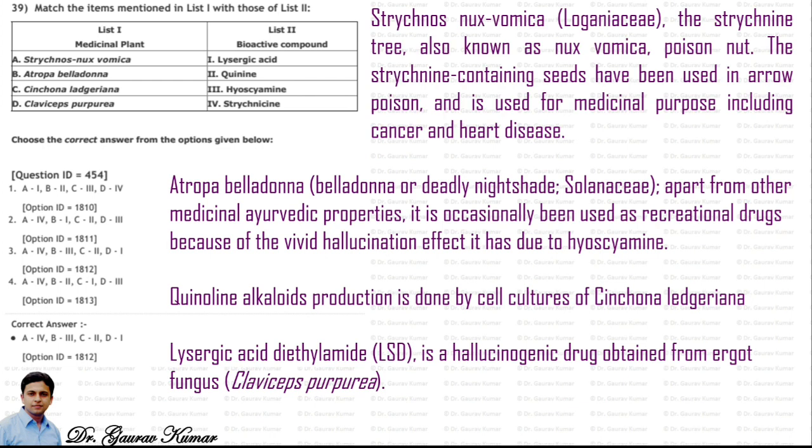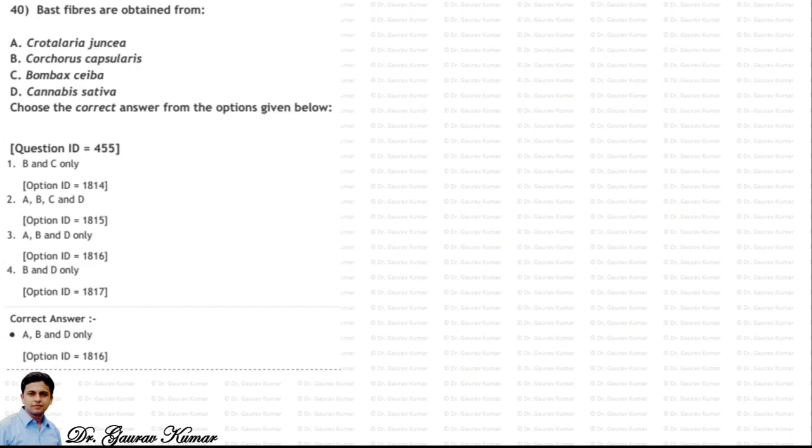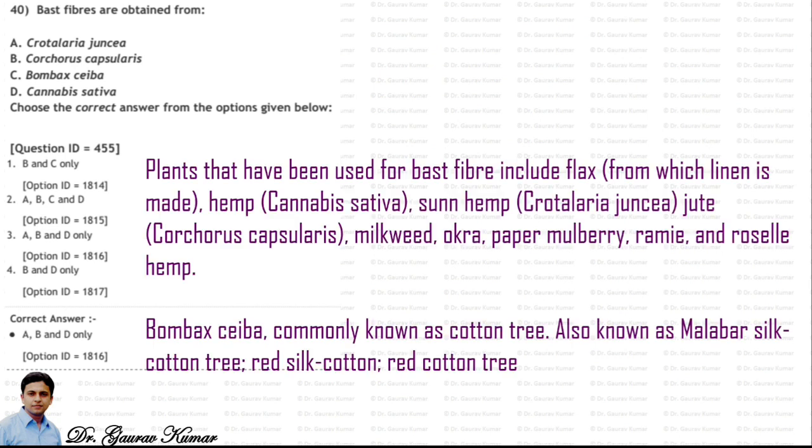And finally, we come to Strychnos nux-vomica of family Loganiaceae. The strychnine tree, also known as nux vomica or the poison nut. The strychnine containing seeds have been used in arrow poison and is used for medicinal purpose, including cancer, and also even in heart diseases. Next question, bast fibers are obtained from. So these are the four options. I'll just read one by one.